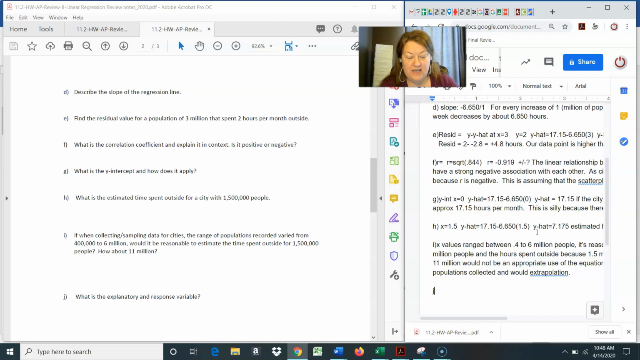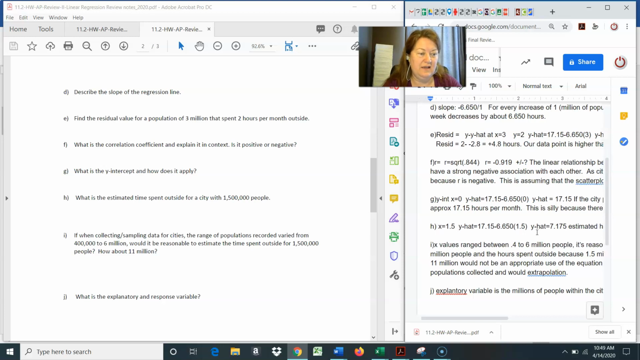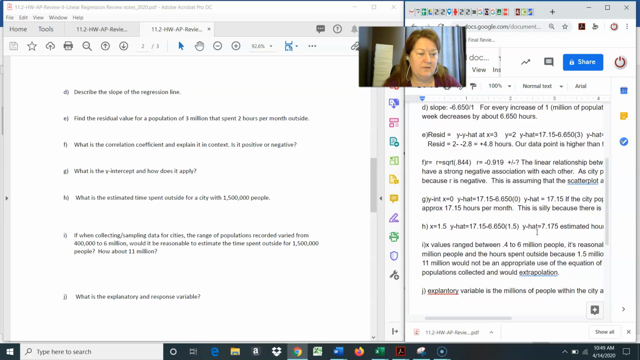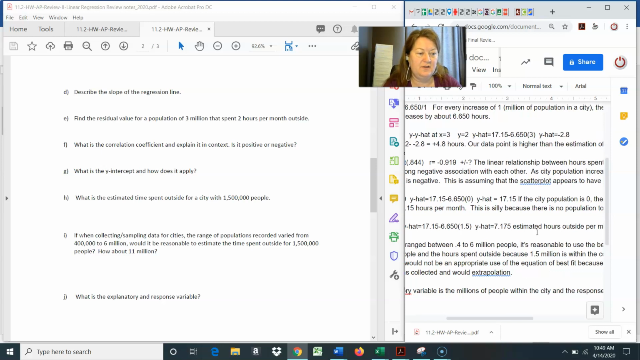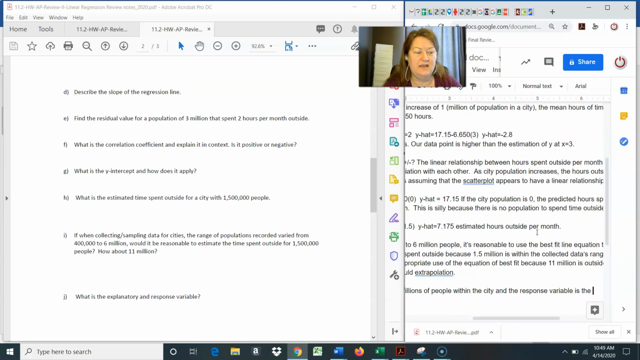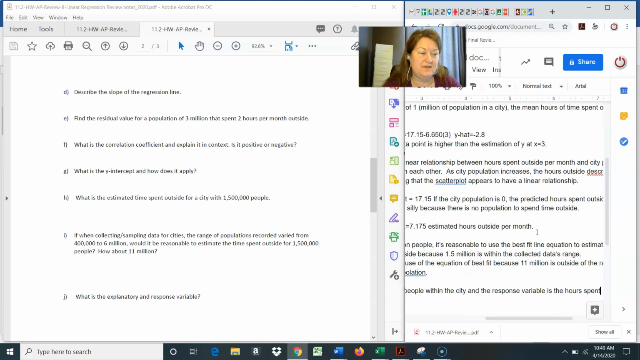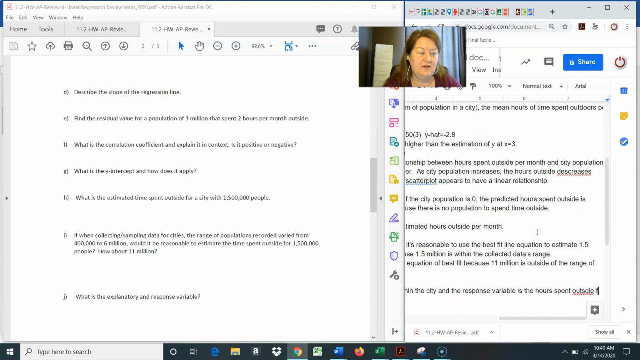All right, and then part J would be, what is the explanatory and response variable? Way to bury the easy question here. So explanatory is just the x, right? Explanatory is just the x. So the explanatory variable is the millions of people within the city, and the response variable is the hours spent outside per month.